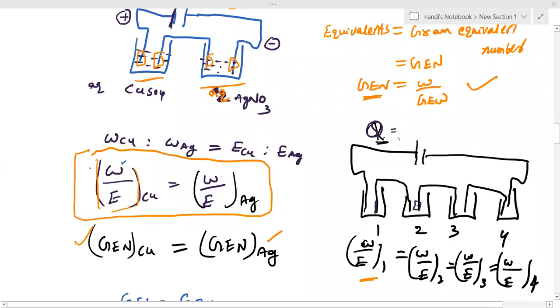Can I able to see the screen? Please check it. Are you seeing my screen?